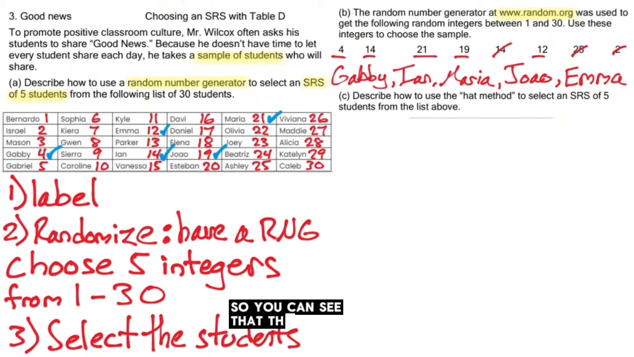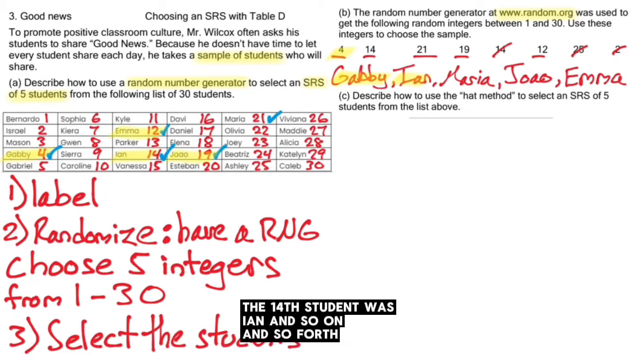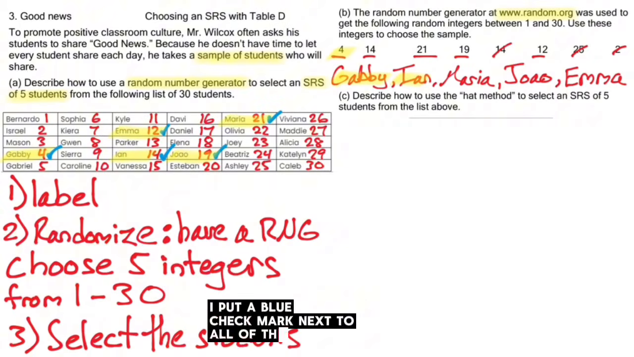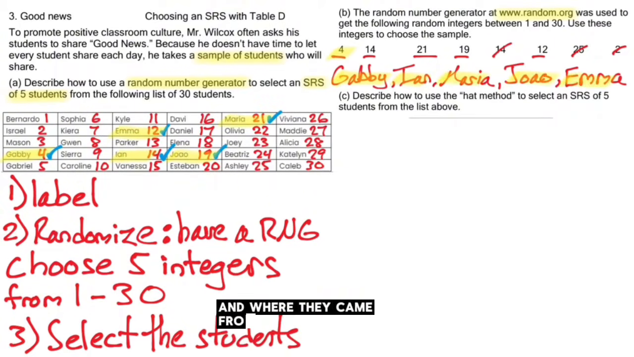So you can see that the 4th student on the list was Gabby, the 14th student was Ian, and so on and so forth. I put a blue check mark next to all of the remaining students and where they came from. They just correspond to the numbers that the random number generator picked.